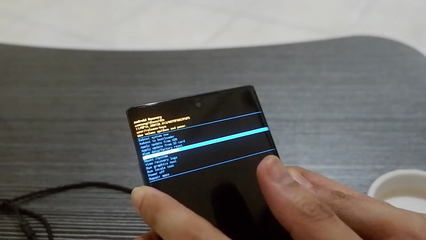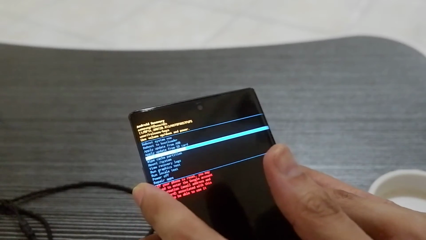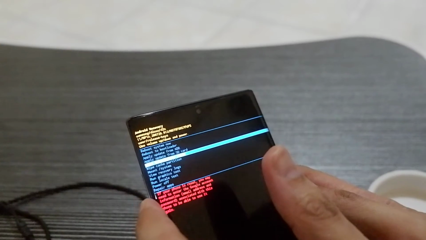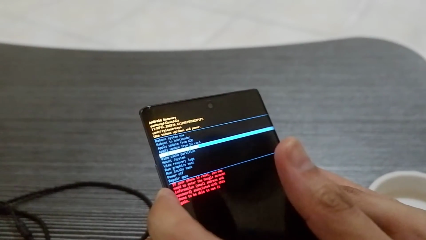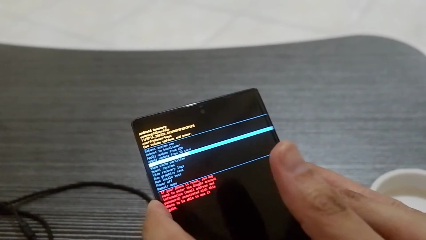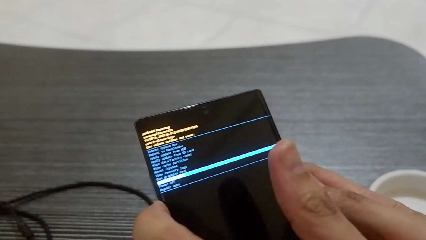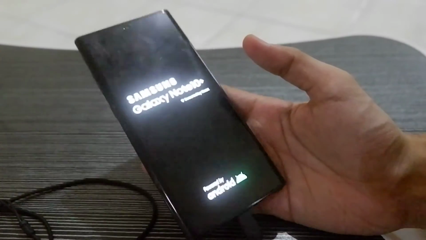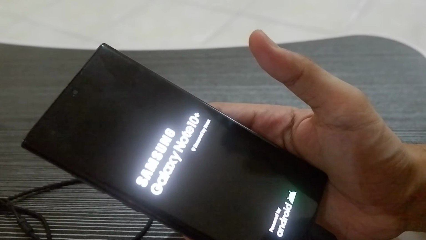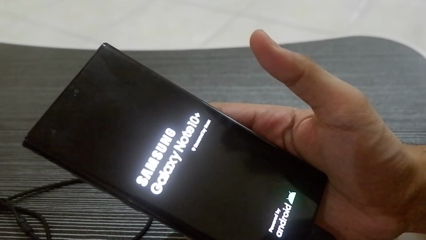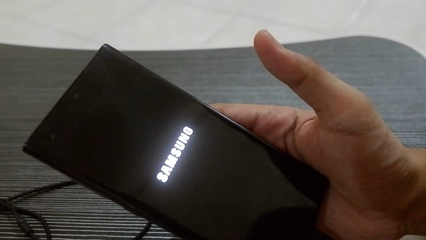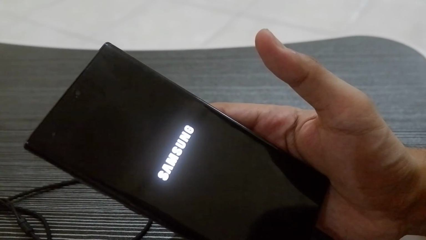wipe cache partition, wipe data factory reset, and then you just go for reboot system now. For me, I don't need it, so I will just go for repair apps. And then yeah, that's it. This is the problem with the Samsung Galaxy Note 10 Plus. No idea why. I don't know if there are other Android phones having the same issue.